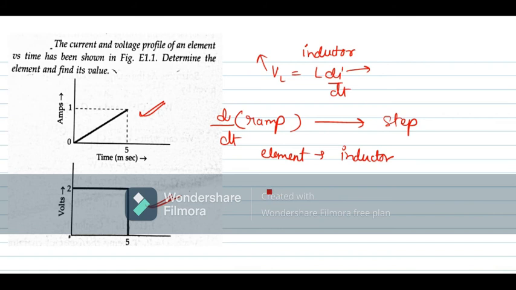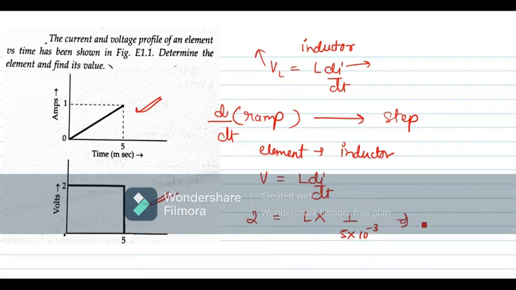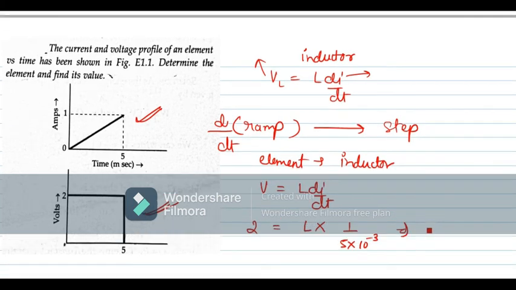Now we have to calculate the value of this inductance. We know that V is equal to L into di by dt. Here V value is 2 is equal to L, which is not known, into di by dt, which is 1 upon 5 milli. Here we are getting L is equal to 10 millihenry. So the value of inductor we have received is 10 millihenry. So moving to the next question.